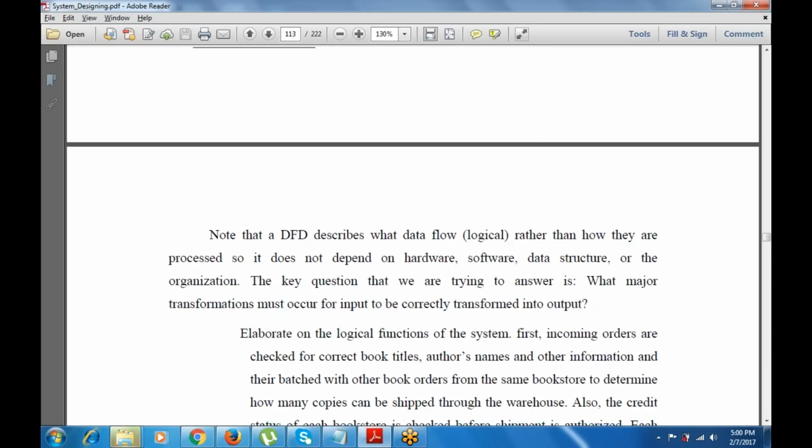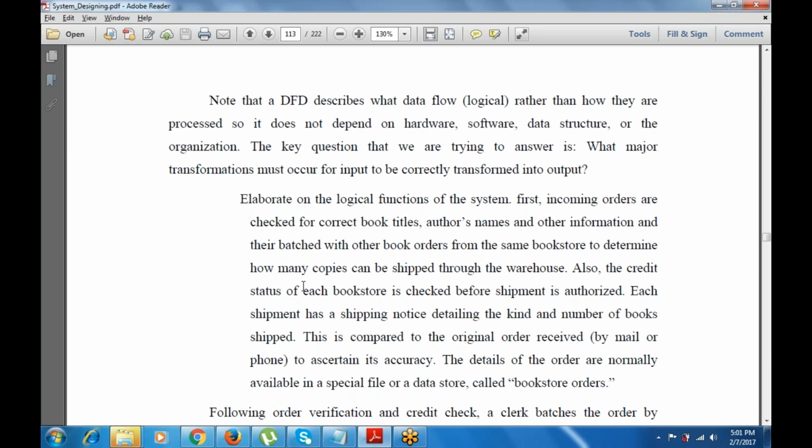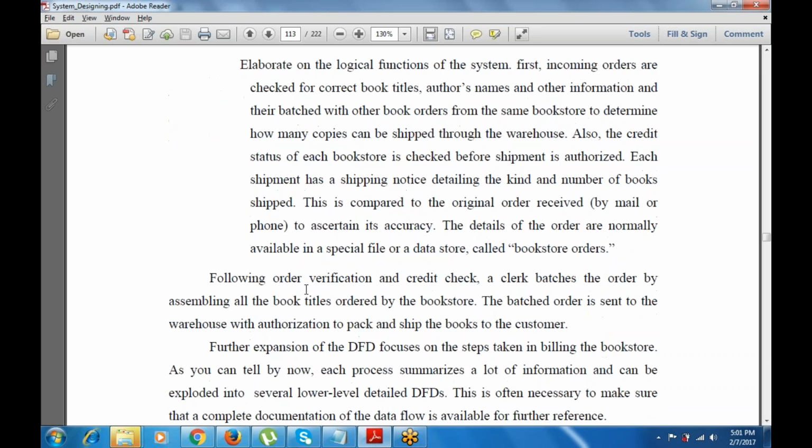Note that the DFD describes what data flow is logically going on, not how it is processed. It does not depend on the hardware, software, data structure, or the organization. But the key question that we are trying to answer is what major transformation occurs or must occur for the input to be correctly transformed into the output. So what is the feedback given for the logical operations of the system? First, incoming orders are checked for the correct book title, author's name and other information, then batched up with the other book orders.